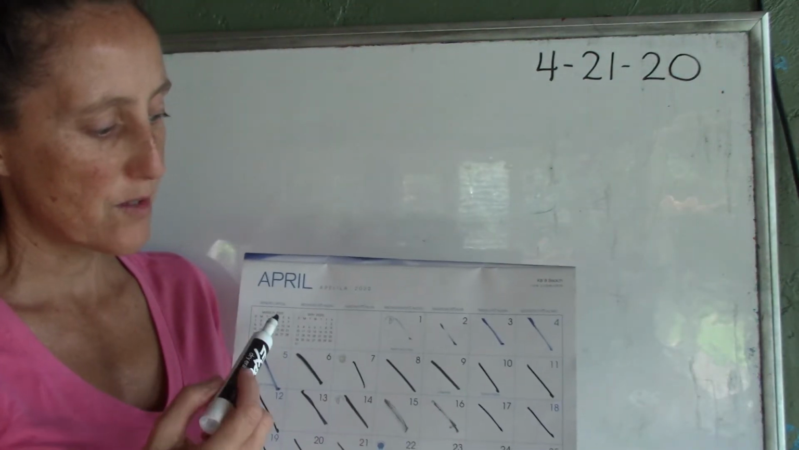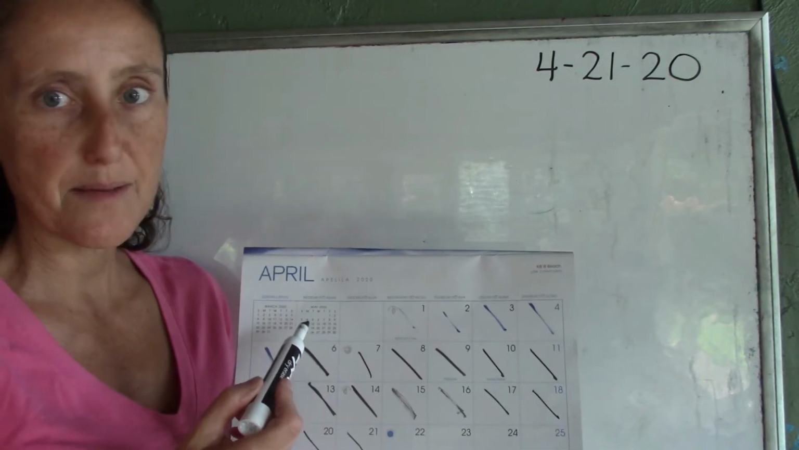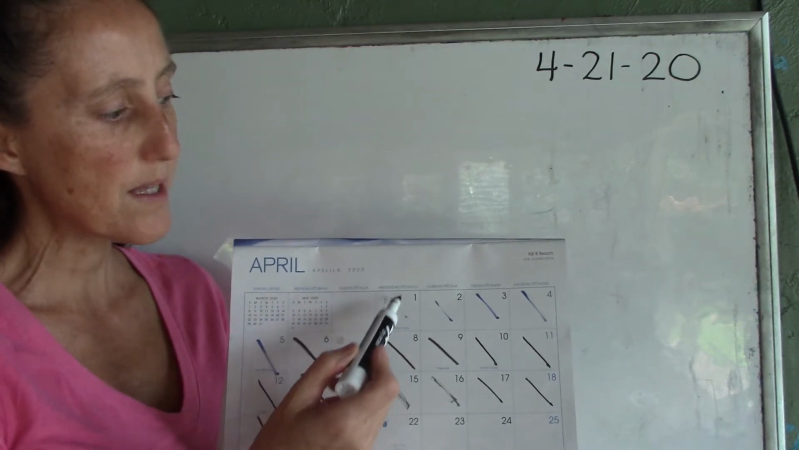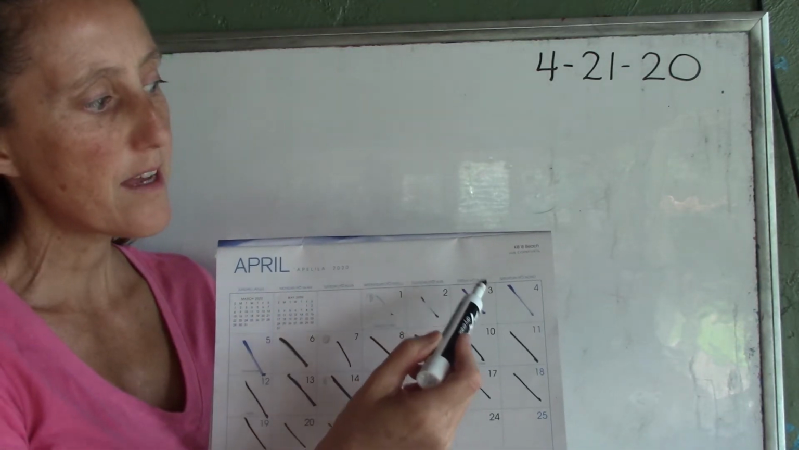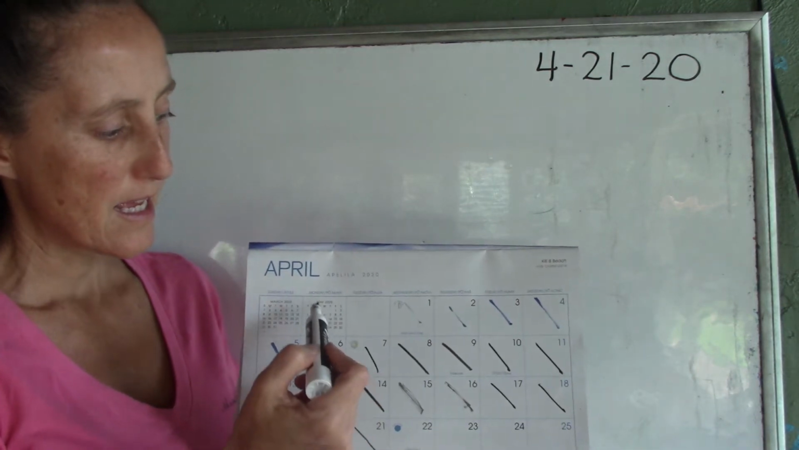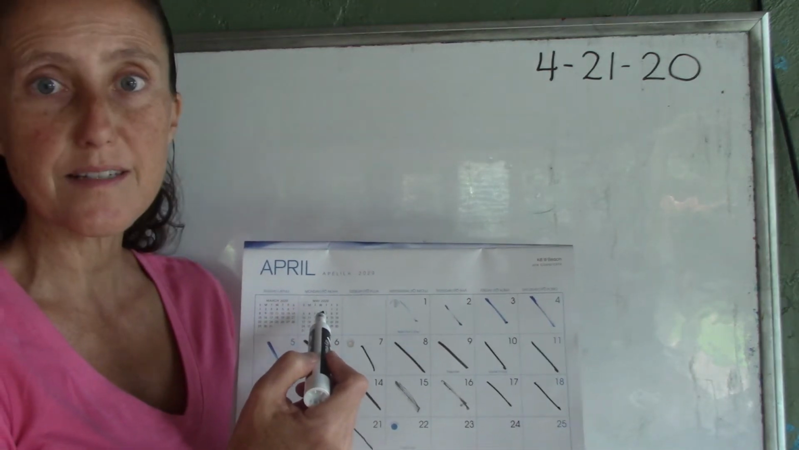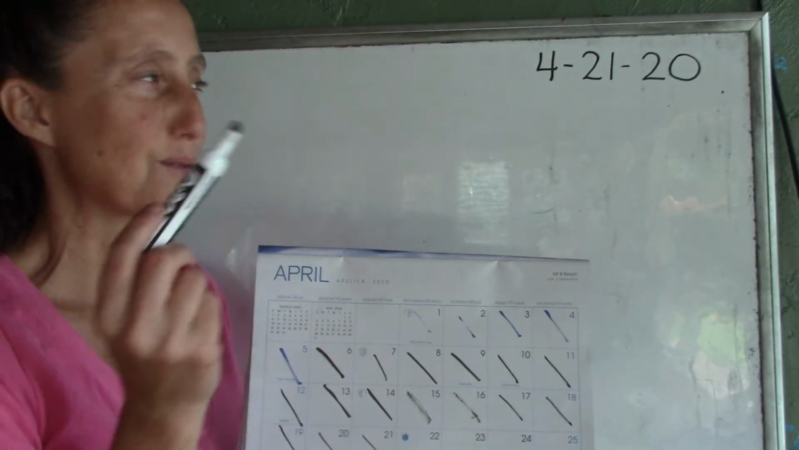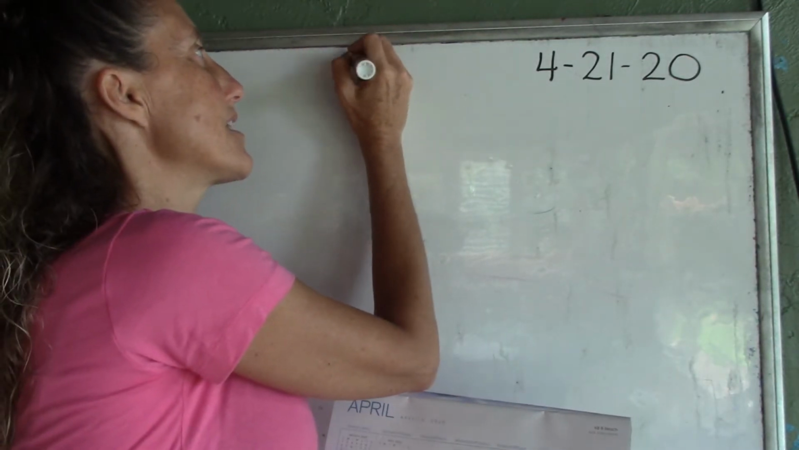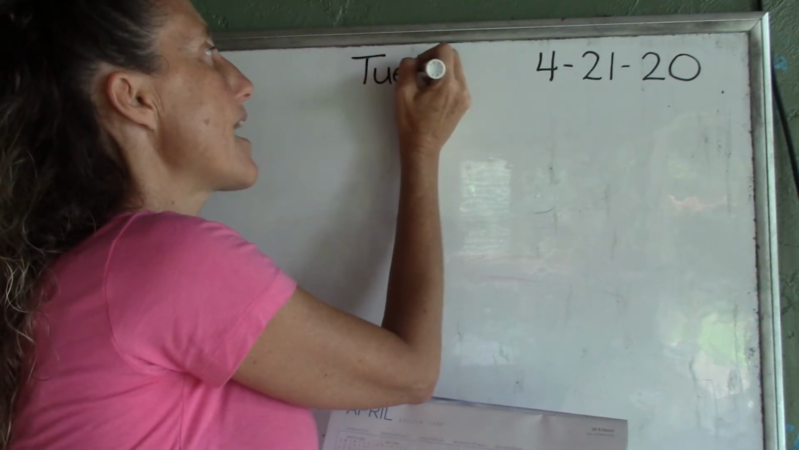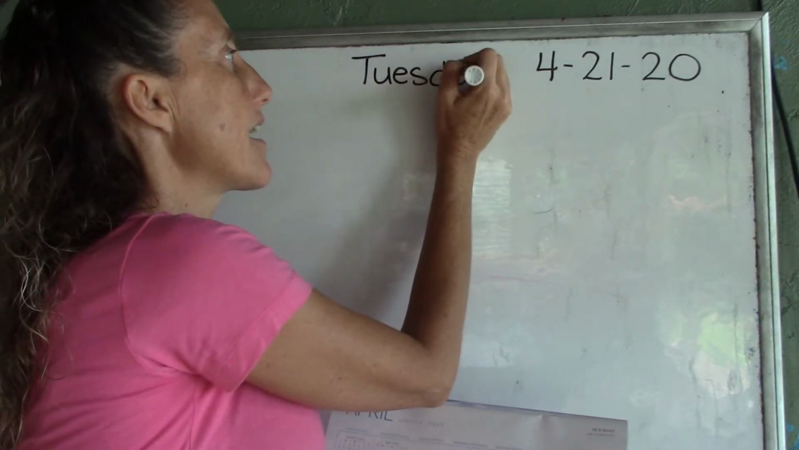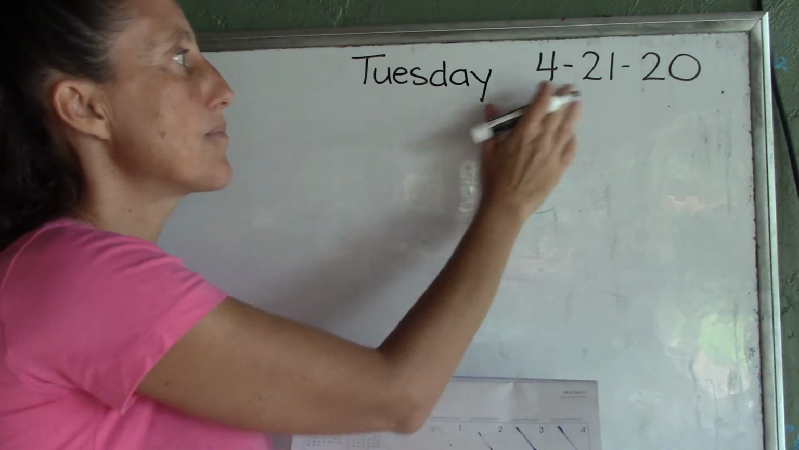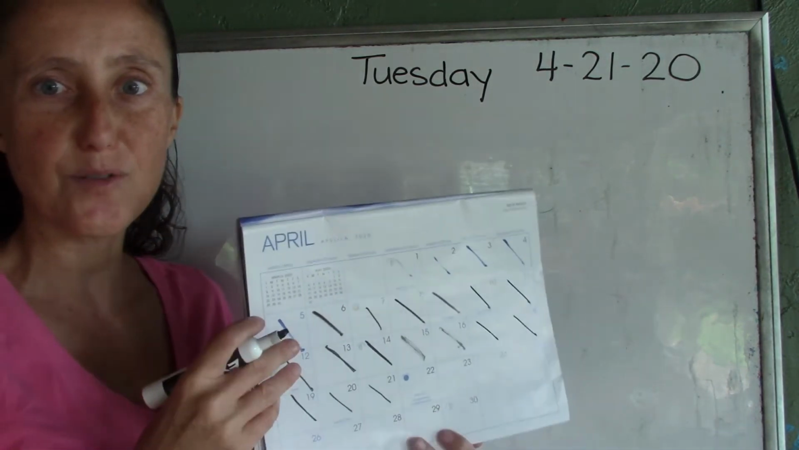So we have also our days of the week: Sunday, Monday, Tuesday, Wednesday, Thursday, Friday, Saturday. If yesterday was Monday, then today is Tuesday. Great. Capital T, U-E-S-D-A-Y. Tuesday, April 21, 2020.